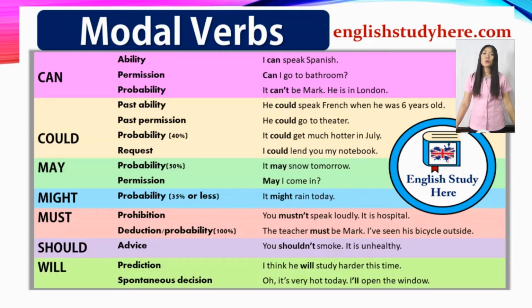Might also shows probability, but it is a bit lower. It's a bit lower because it is only good for 35% or less. For example, it might rain today. Though it's very sunny, you're saying, somehow, it might rain today because I can see some dark clouds right there. So that's it, might rain today.